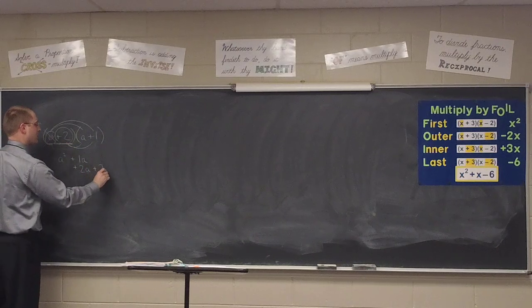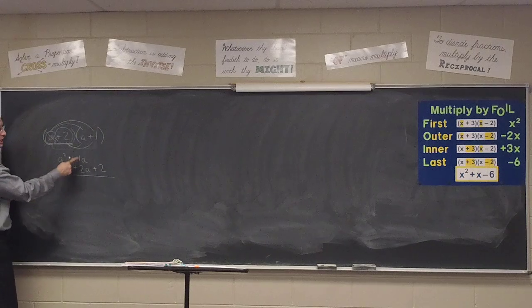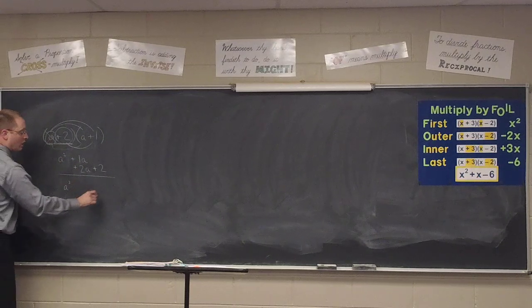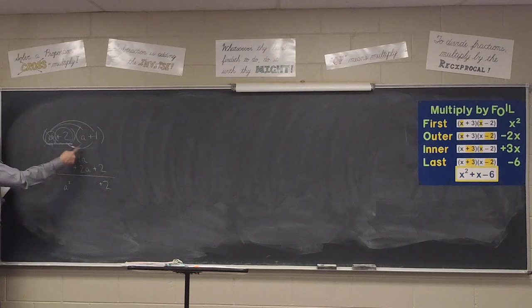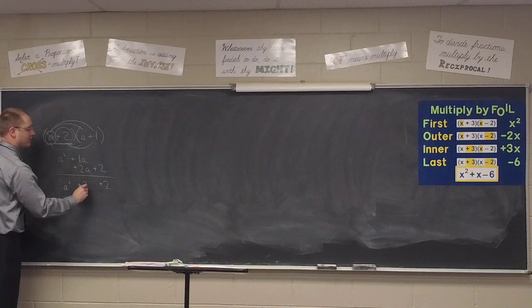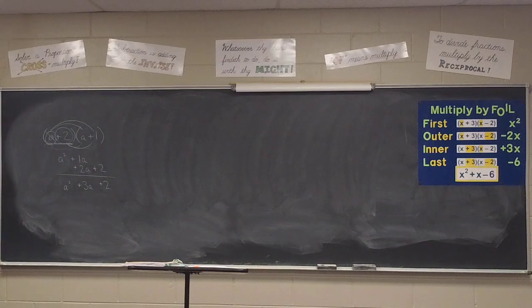Positive 2. And again, that outer and inner generally give you, especially when you're working with similar binomials, like terms that can combine. The a squared has no friends. The 2 has no friends. But the 1a and 2a combine, class, to give me positive 3a. And there's our answer.